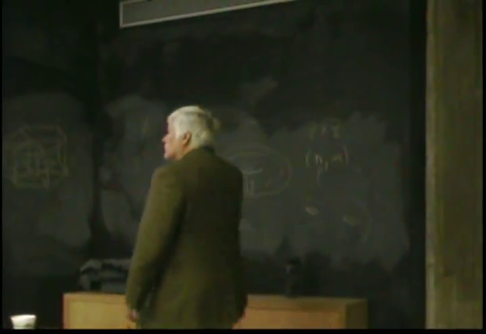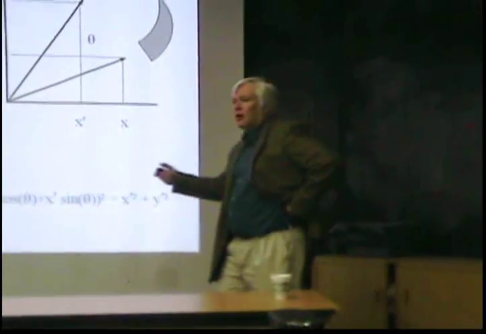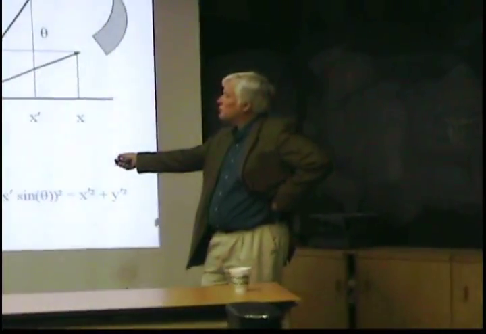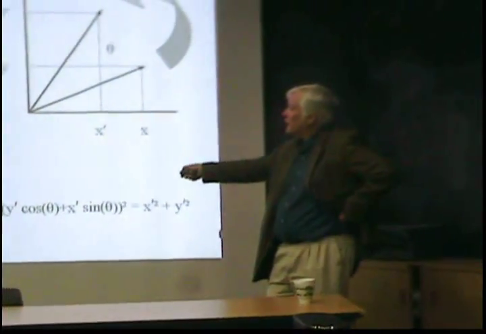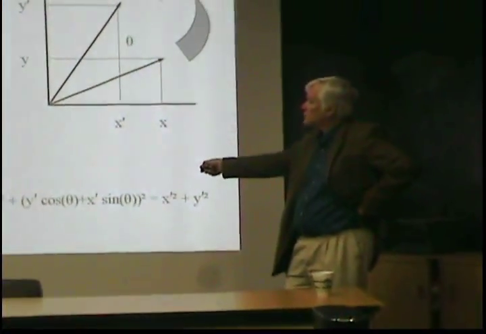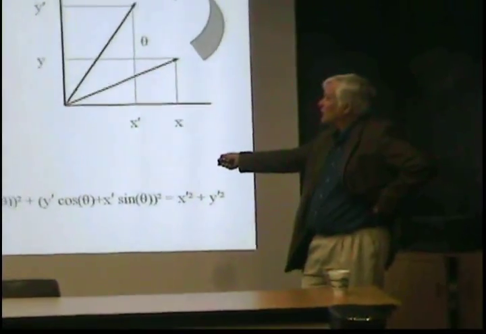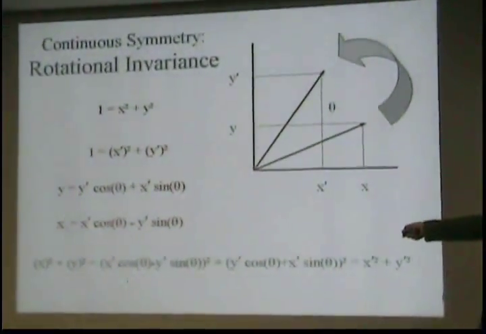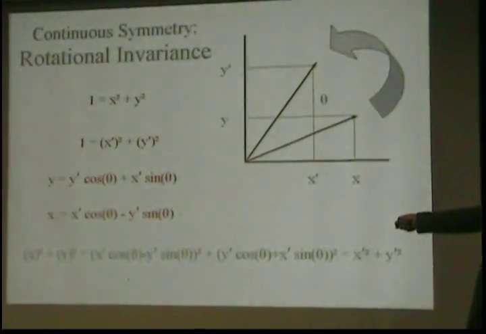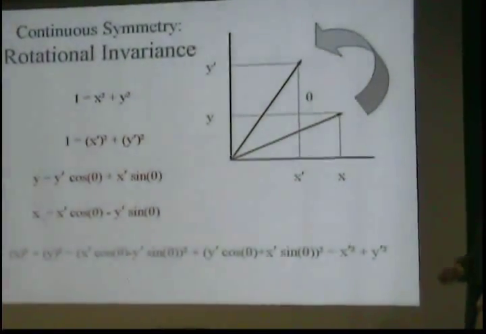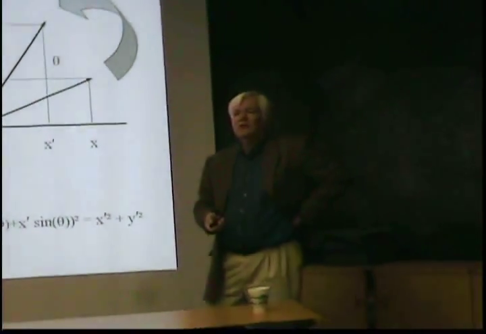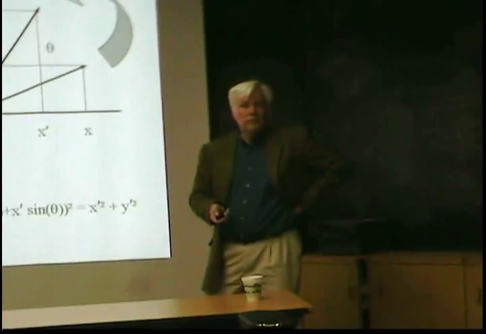What's the transformation? Well, this, of course, is the heart of trigonometry. The new coordinates, y prime and x prime, are related to x and y through these equations. Y prime cosine theta plus x prime sine theta gives the old y. X prime cosine theta minus y prime sine theta gives the old x, and you can check that. But here we have an example of the symmetry of an equation.